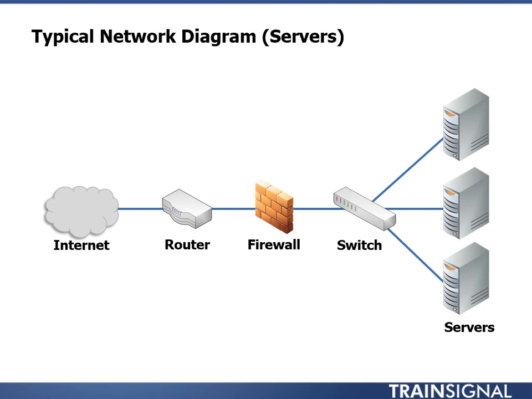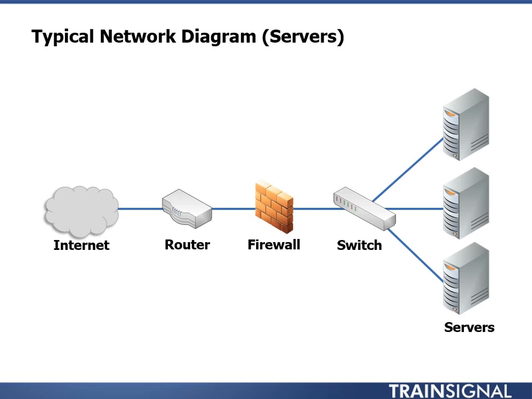The next component, the switch, exists on the local area network part of the network, and it forwards packets to individual computers. So these computers are connected directly into a switch. And the switch generally is smart enough to forward a particular packet, or frame as it's called on a local area network, only to the computer that it's destined for.